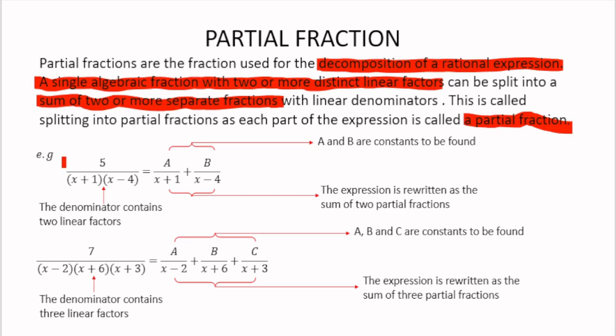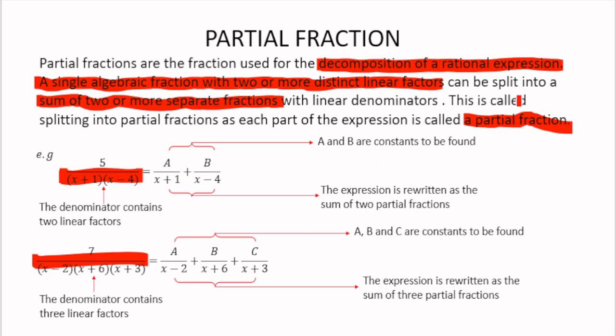So it says a single algebraic fraction. This is a single algebraic fraction. This is also a single algebraic fraction. Now it's made mention of two or more distinct linear factors. Take a look at the denominator here. The first denominator contains two linear factors. The second one, the denominator contains three linear factors. So with this definition, a single algebraic fraction with two or more distinct linear factors, it can come in the form of two linear factors or three linear factors and above. It can come in the form of four linear factors and so on and so forth.